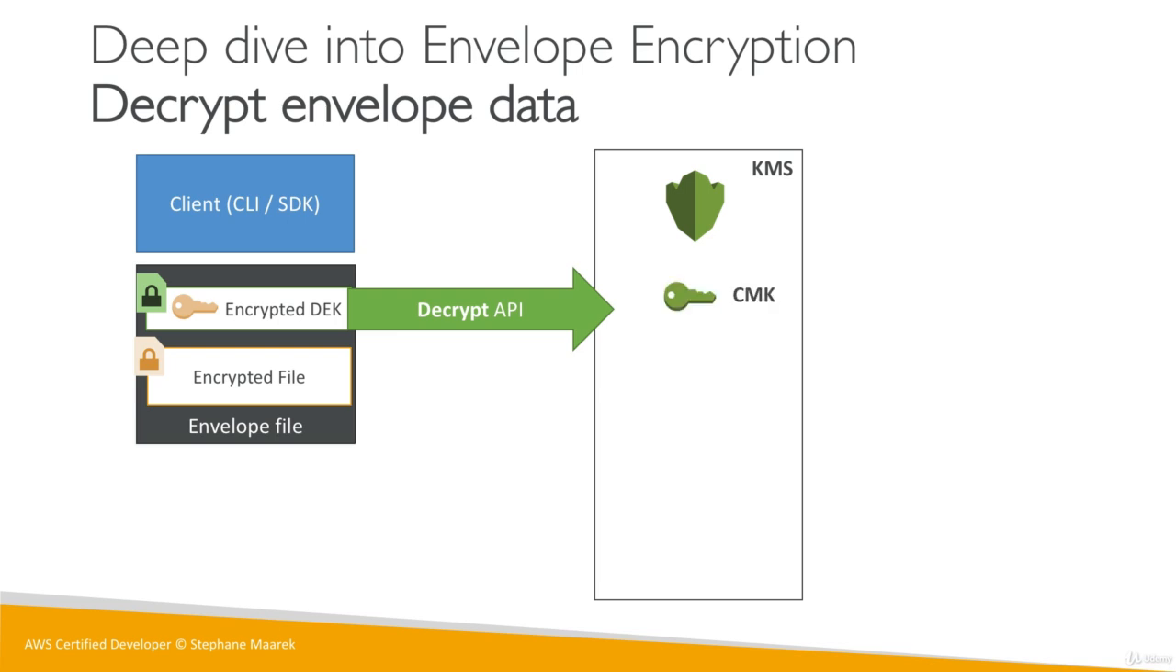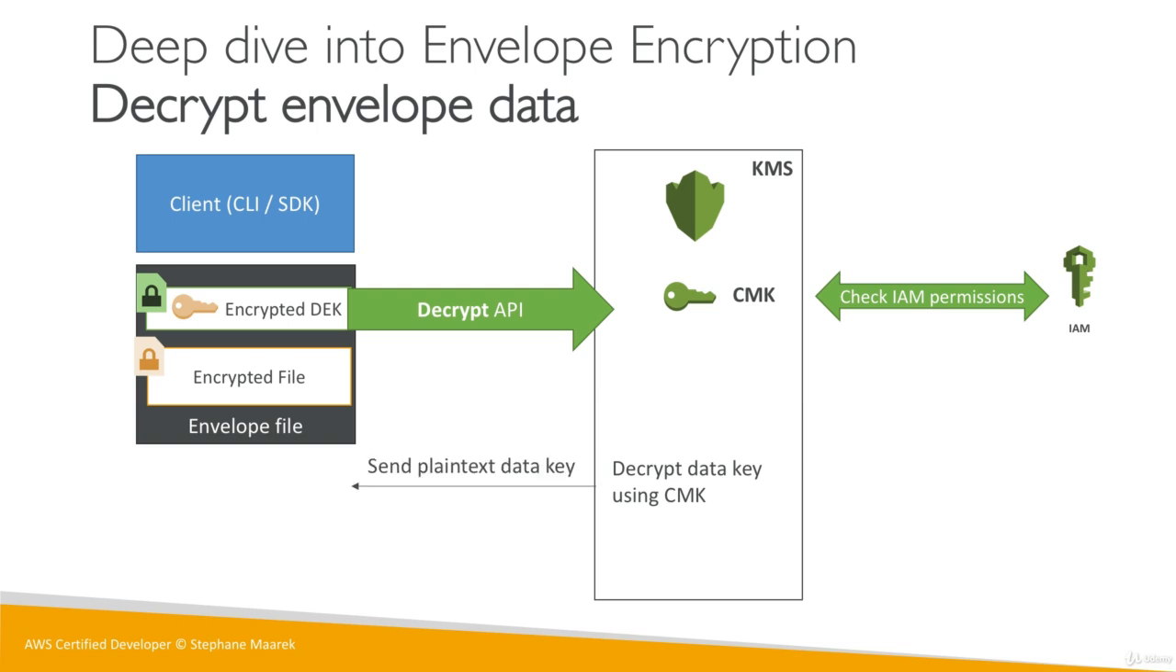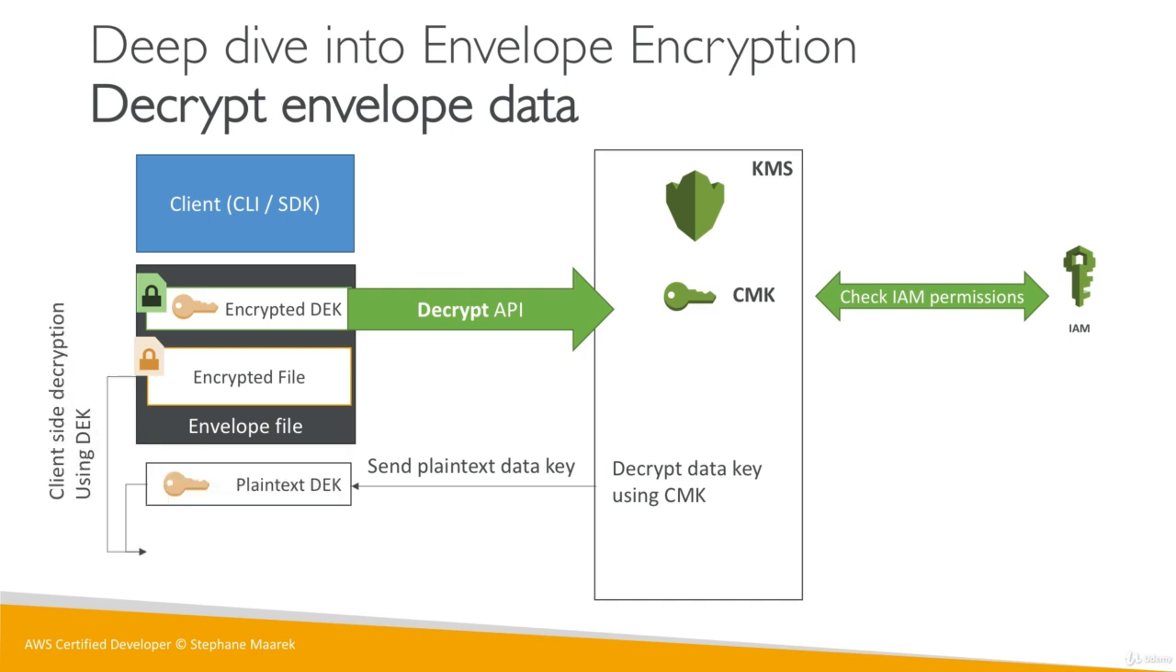So KMS will look into the CMK, it will check the IAM permissions and say, okay, I can decrypt whatever you sent me using the CMK. Remember, the encrypted data key should be something very light, less than 4 kilobytes, so this is fine. So we get back the plain text data key. And now that we have the plain text data key back, we're able to perform client-side decryption using this plain text data encryption key, and we get back the big file. And so that's the idea of how the decryption works for the DEK.